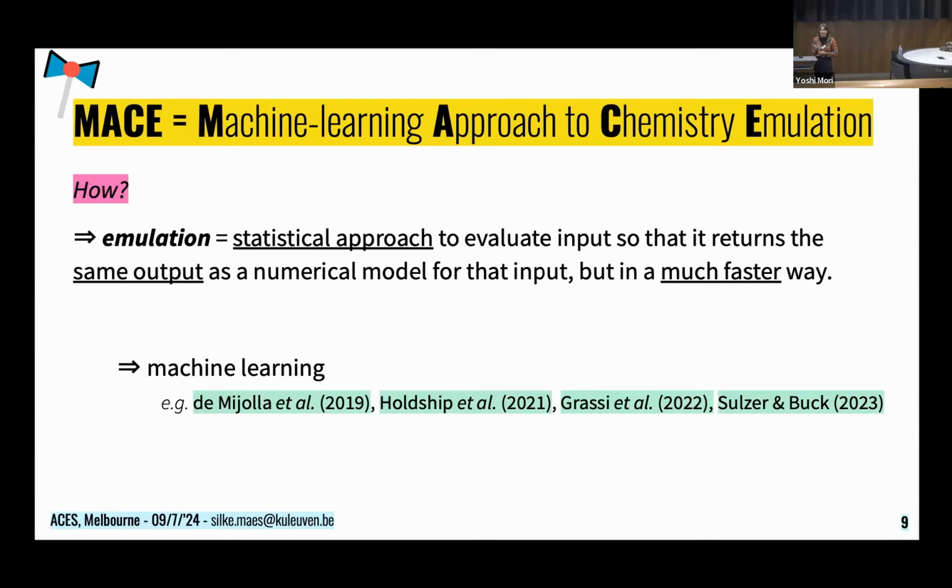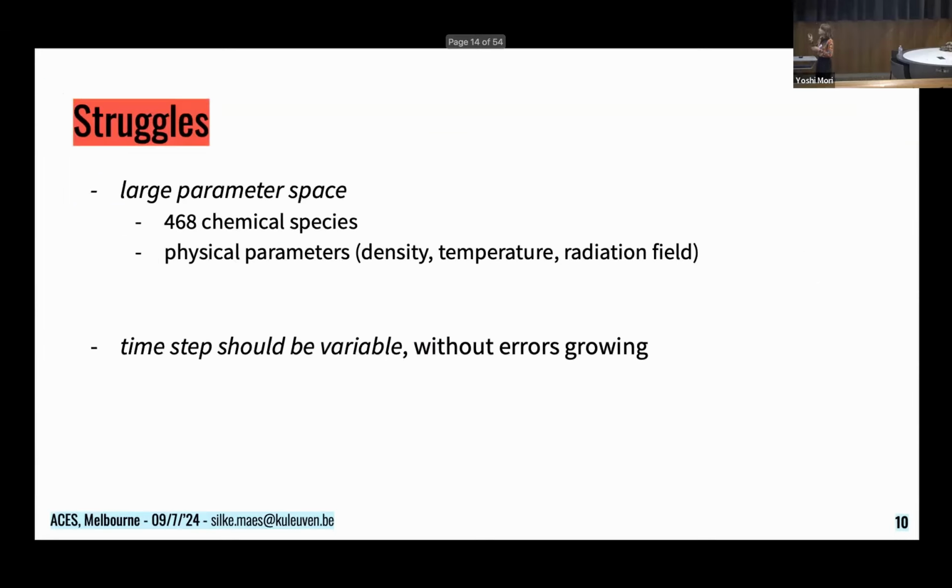All right. Now, of course, there are struggles. I almost forgot about the struggles. So what I was just saying, in our case, we want to model a lot of chemical species, and we're using a chemical network that contains, this is the exact number, more than 400 chemical species. And of course, we're also still dealing with some physical parameters we need to take into account. So in general, we have a large parameter space.